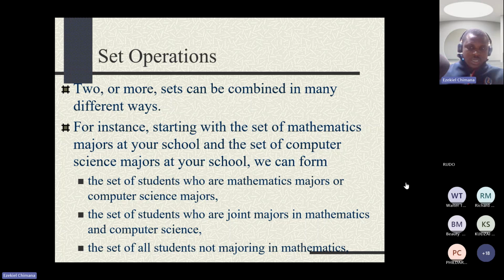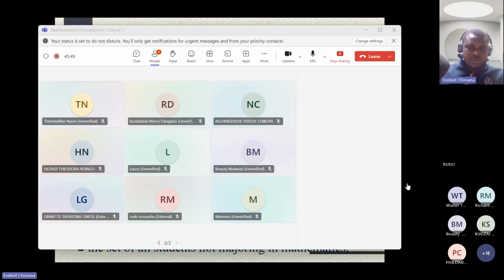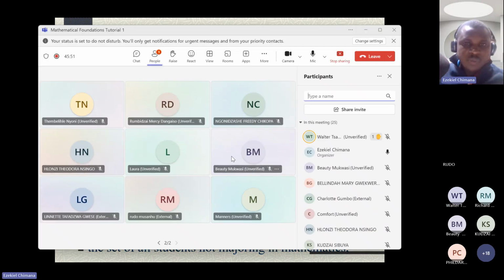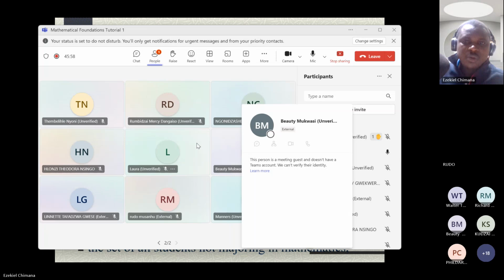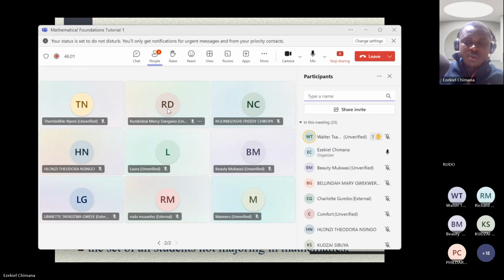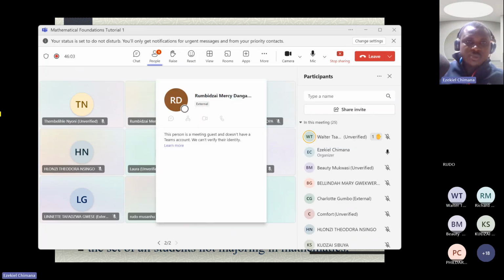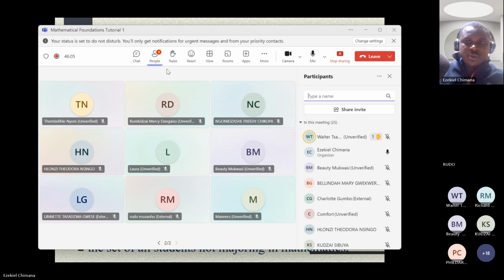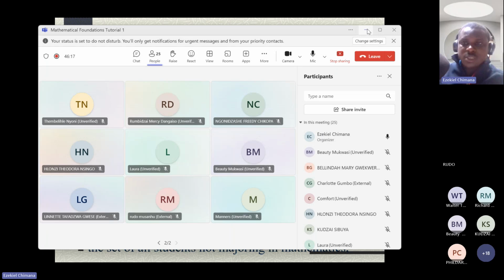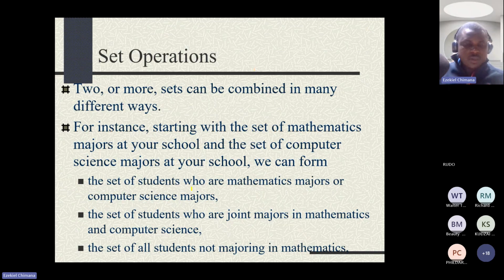Yes, Walter, I'm seeing a hand. You can unmute yourself and contribute if it's a contribution or ask if it's a question. Walter, you're still muted. Okay. Maybe I can just lower your hand if you are not saying anything.